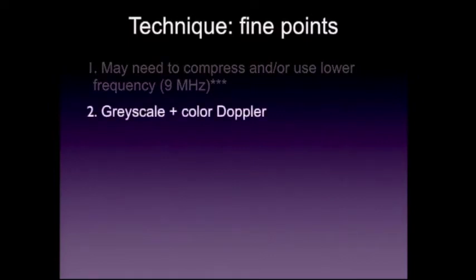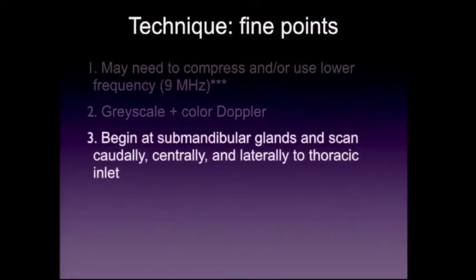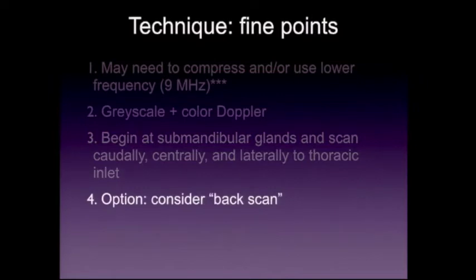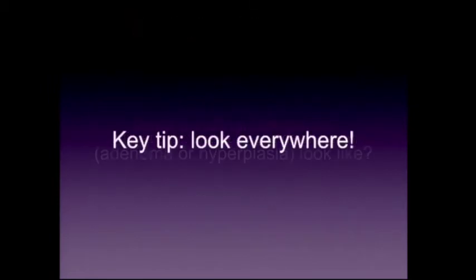We use grayscale and color Doppler, and we begin at the submandibular glands and scan caudally, centrally, and laterally to the thoracic inlet, trying to cover all those areas that I showed in a previous slide, which illustrated all the various locations of the parathyroid glands. And one option that we use at UAB we can call a back scan: patients who are in for their parathyroid gland scan have a second person do a second look scan to verify what the initial person saw or to look for abnormalities that the first person did not see. So the key tip is to look everywhere.